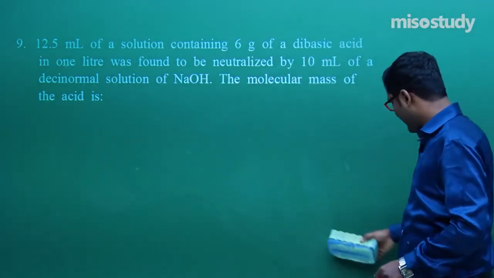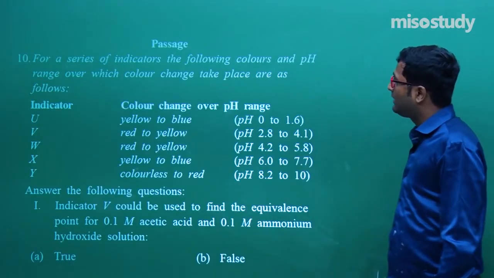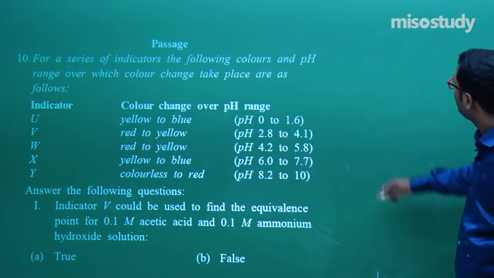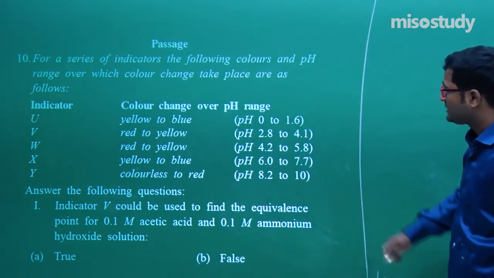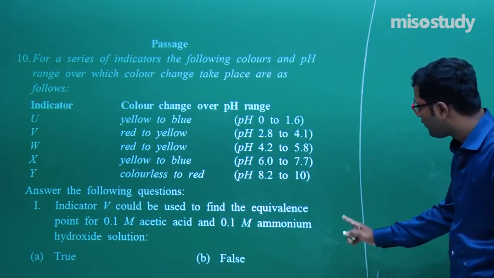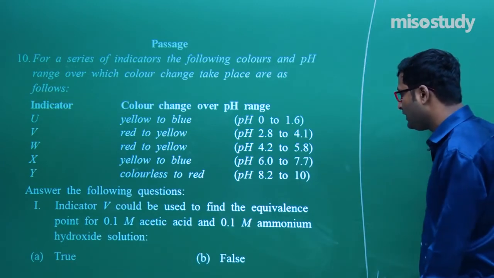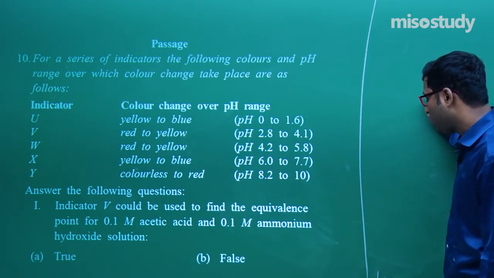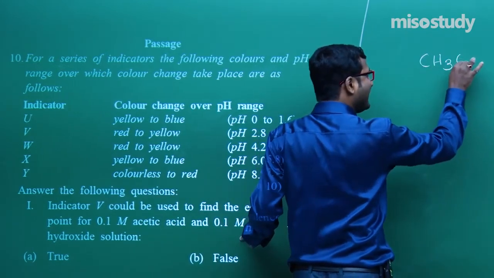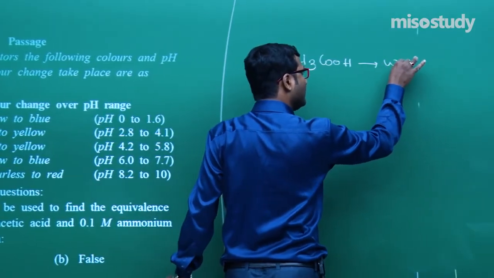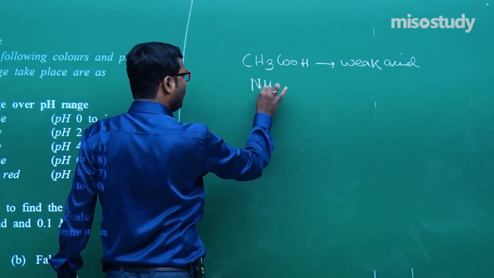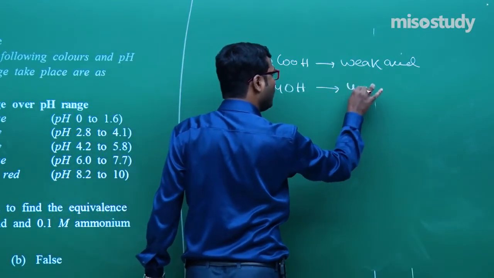Now let's move to the next part of the question, that is question number 10. This is passage type. I'm giving you a few seconds. Check it out. That is yellow to blue, all pH values. Now look at the question. Indicator V could be used to find the equivalence point for 0.1 molar acetic acid and 0.1 molar ammonium hydroxide. As we know, they are talking about acetic acid. This one is a weak acid. Yes sir. And NH4OH, this is a weak base.